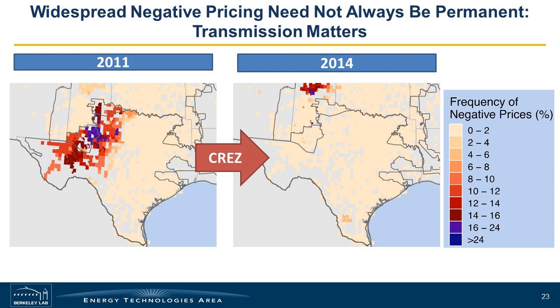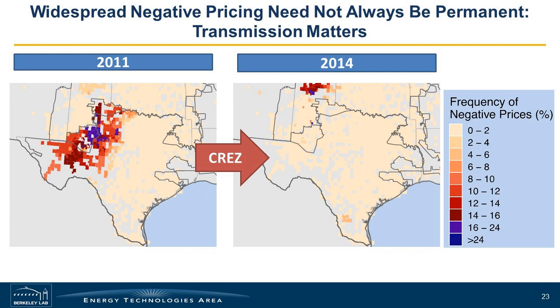So in Texas, in 2011, there was quite a bit of negative pricing happening in the far western part of Texas. Then with the expansion of the CREZ transmission lines, you can see that by 2014, when all of these lines came online, a lot of that negative pricing was largely eliminated.